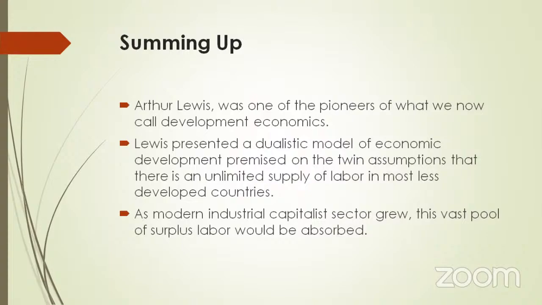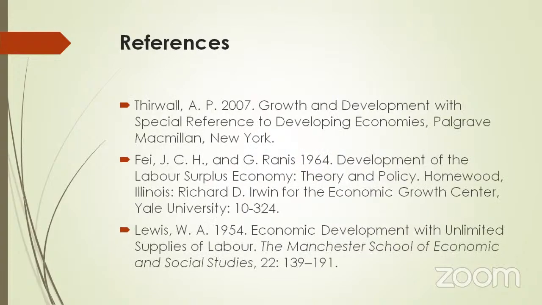One of the pioneers of what we now call development economics presented a dualistic model of economic development on the assumption that there is an unlimited supply of labor in less developed countries. As the modern industrial capital sector grew, their vast surplus labor would be absorbed. So this model also focused on unemployment and poverty, what we call development economics. There are some references: Thirlwall, Fei and Ranis, and Lewis. There are other references given in your SLM. When you go through that, you can see that.